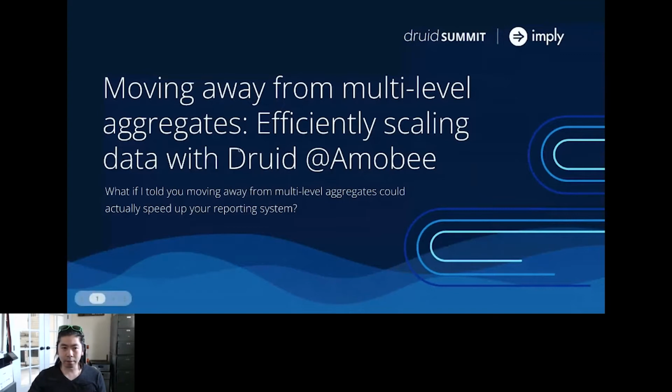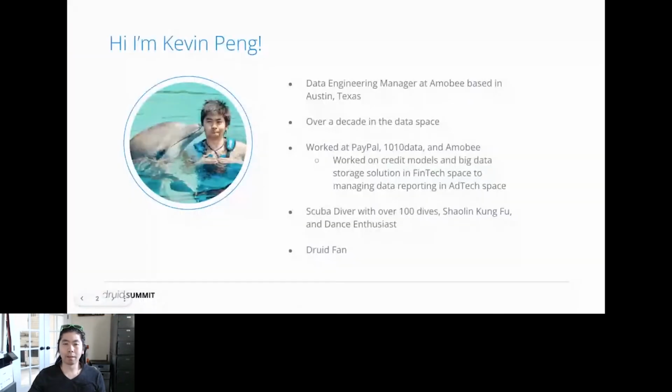All right. So let me start by introducing myself. My name is Kevin Pang. I currently reside in Austin, Texas. I was able to move here before the pandemic and before Elon Musk. So I was able to get in before the housing prices went through the roof. I've had over 10 years in the data realm.